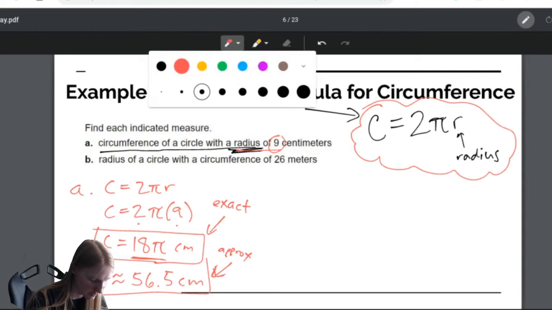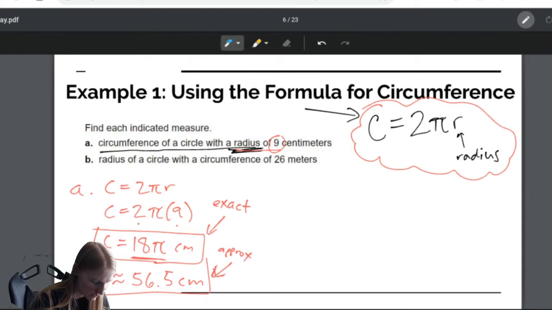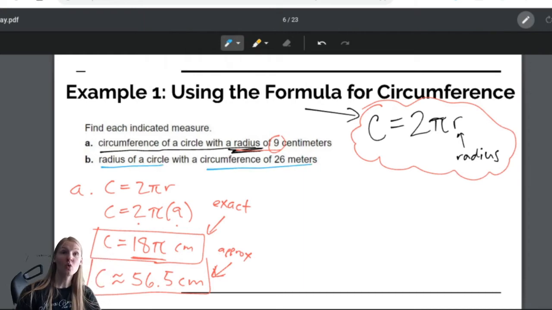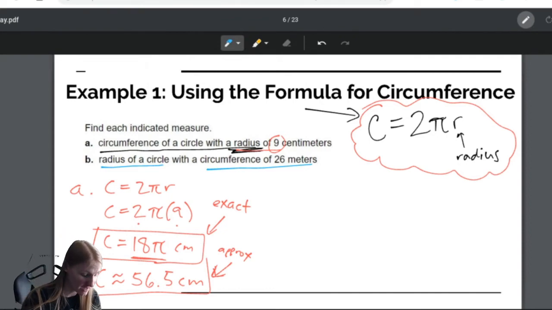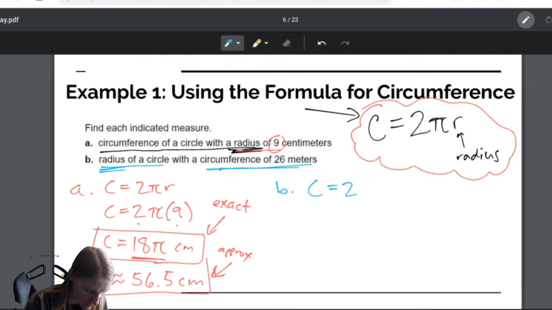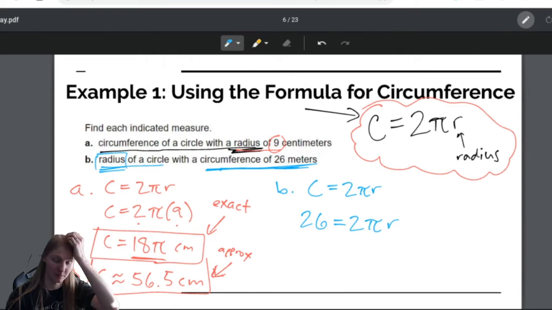Alright, let's move on to B. B, a radius of a circle with a circumference of 26 meters. Oh, now we're trying to find the radius, and they gave us the circumference. So we're still going to use circumference equals 2 pi r. But now I know that the circumference is 26 meters. So 26 equals 2 pi r. And I don't know what the radius is, but I'm trying to find it.